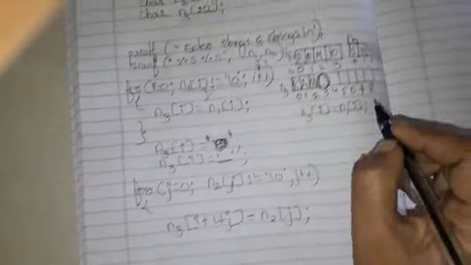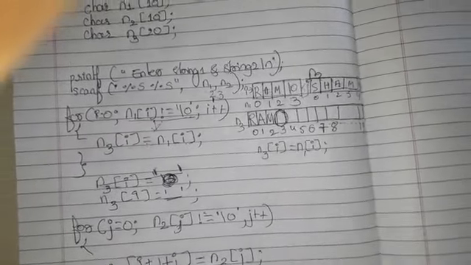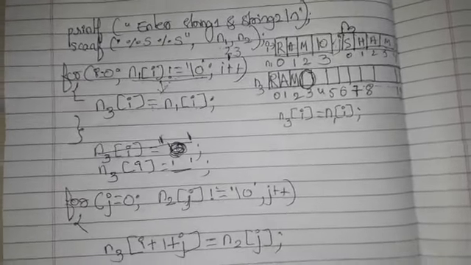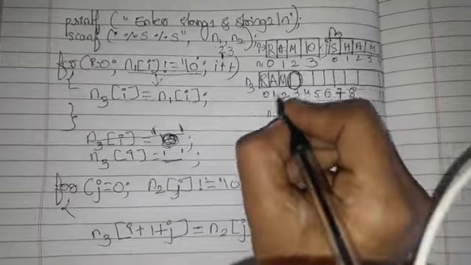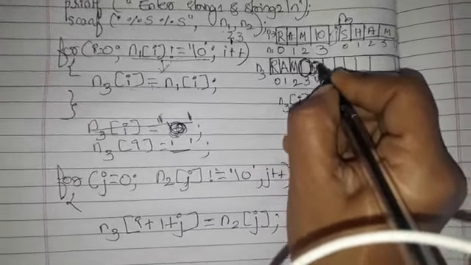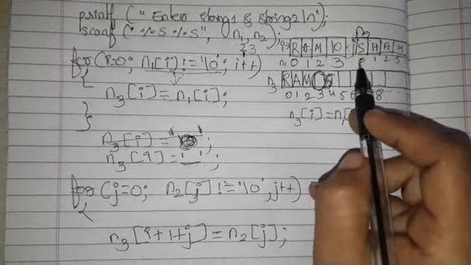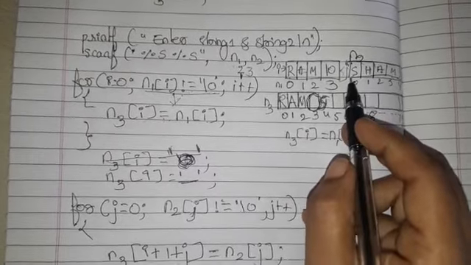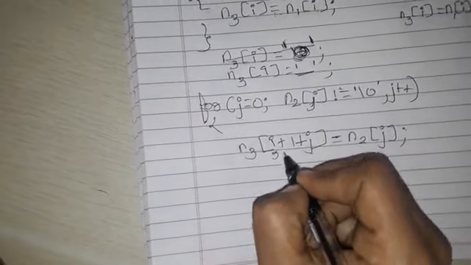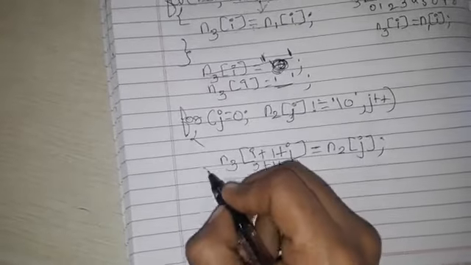Very simple. See, what is n2 of j? j points to n2. So successfully I have got the s value here, that is n2 of j. What is the present value of j? 0. n2 of 0 is s. So s is fetched at n3 of 4, that is nothing but 3 plus 1 plus 0. Okay, next what is to be taken?